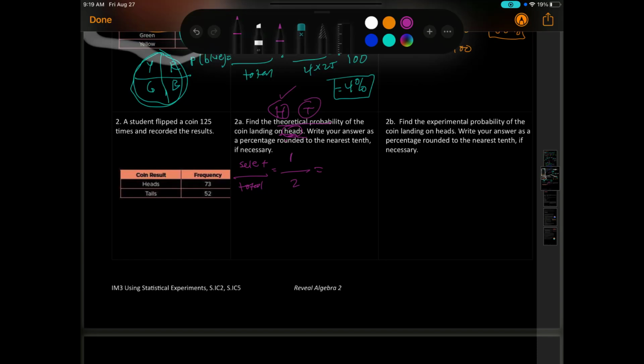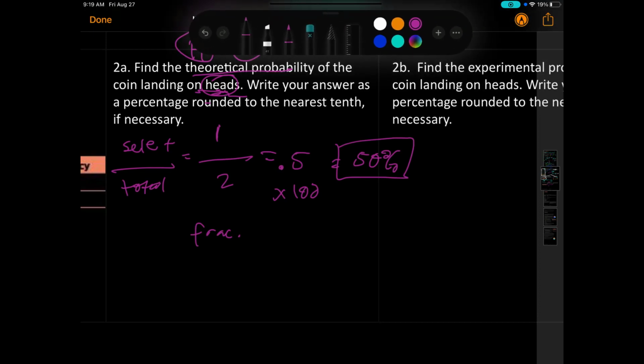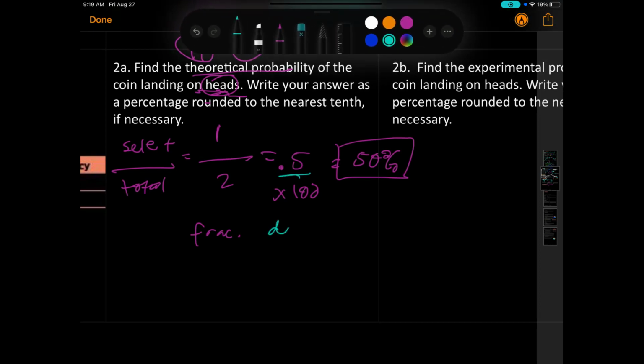And again, you can just put that into a decimal in your calculator. That would give you 0.5, and then if you multiply that number by 100, this gives you a percent. So 50% is my answer. Okay, so review, 1/2 is my fraction, 0.5 is my decimal, and then 50% is my percent.